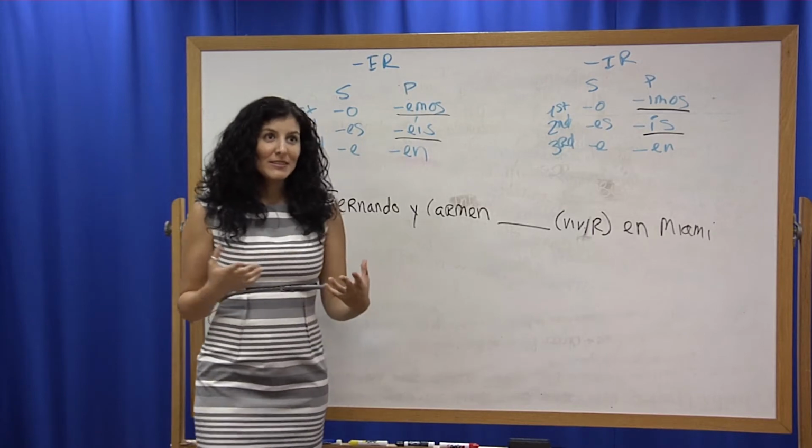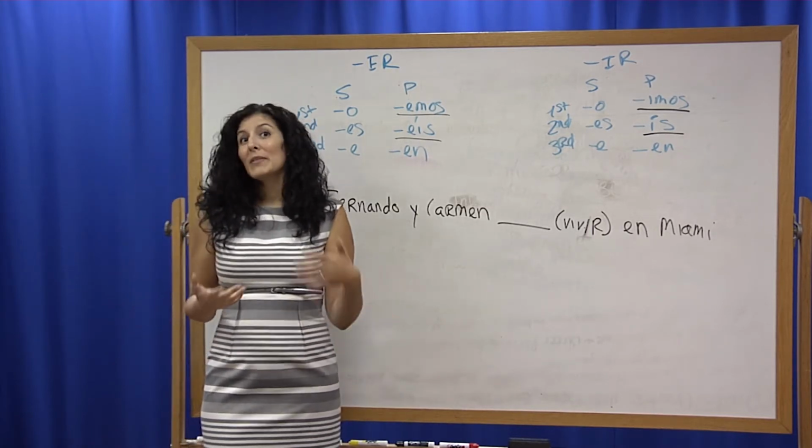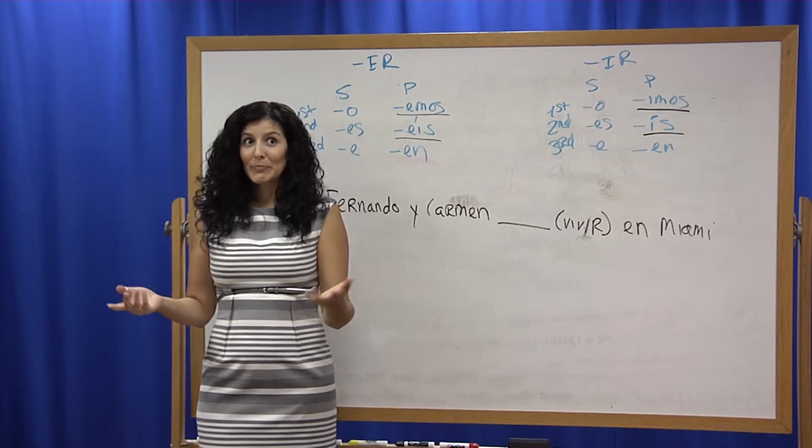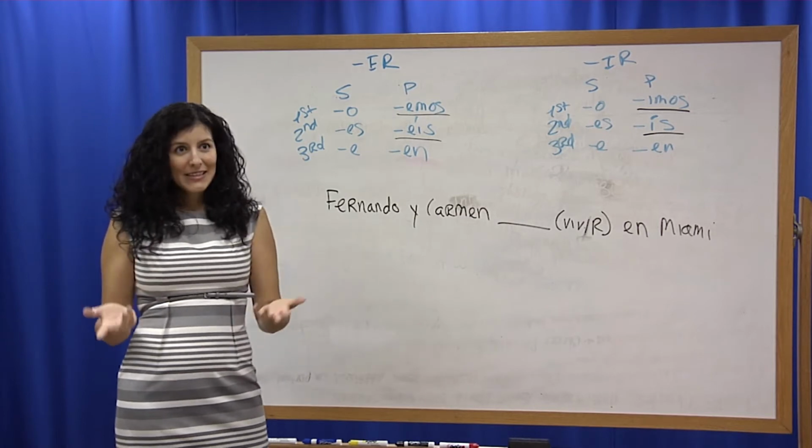So remember when we dealt with infinitives and conjugation of regular present tense AR verbs that we have a four-step process by which to conjugate a verb. The regular ER and IR verbs will follow that exact same pattern.